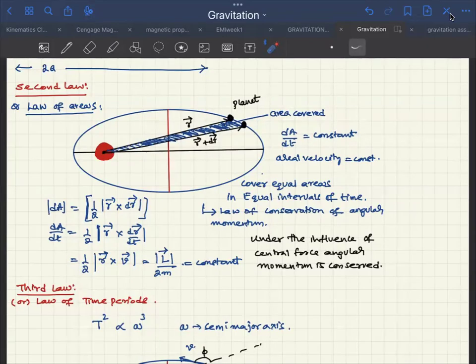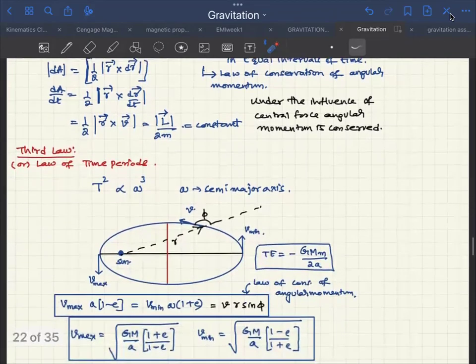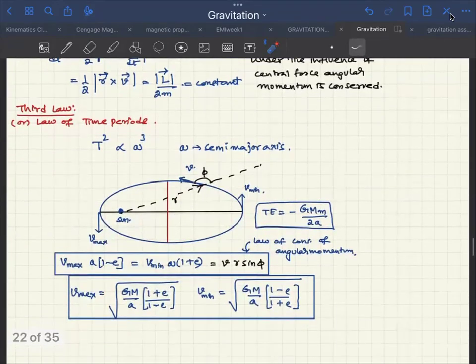So therefore, because angular momentum is conserved, the areal vector is constant. That is about Kepler's second law, which is also called the law of areas. And the last but not the least, the third law. What is the third law?